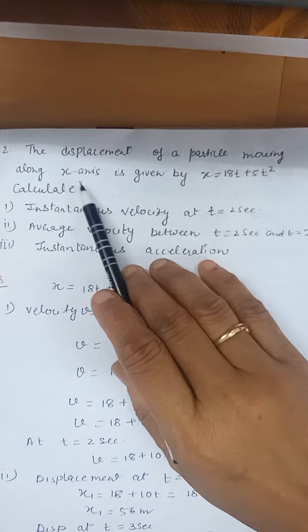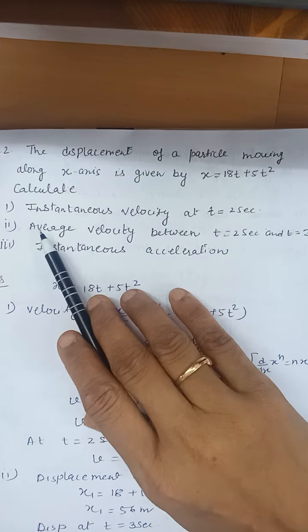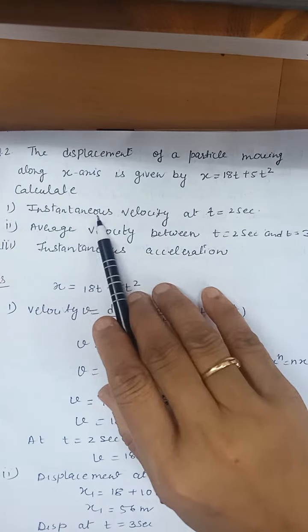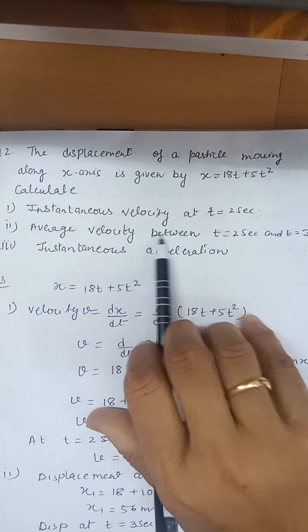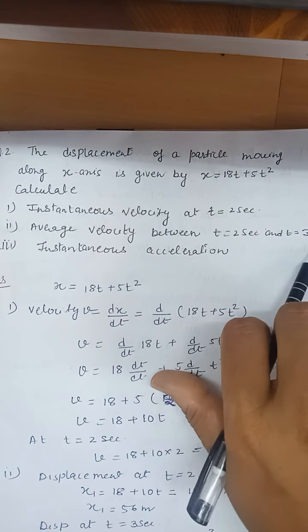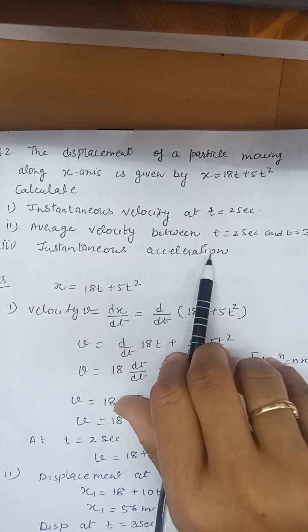Now children, this is one more question. The displacement of a particle moving along the x-axis is given by x = 18t + 5t². You have to calculate the instantaneous velocity at t = 2 seconds, the average velocity between t = 2 seconds and t = 3 seconds, and the third is the instantaneous acceleration.